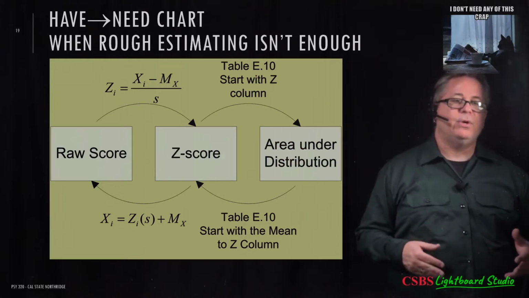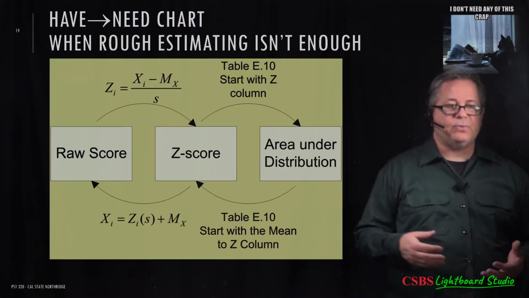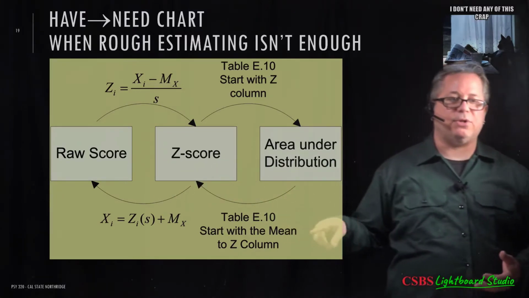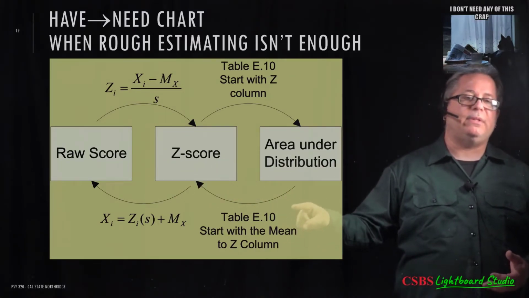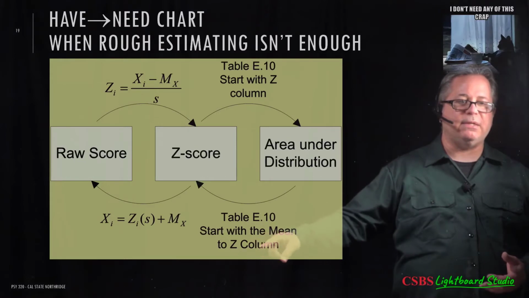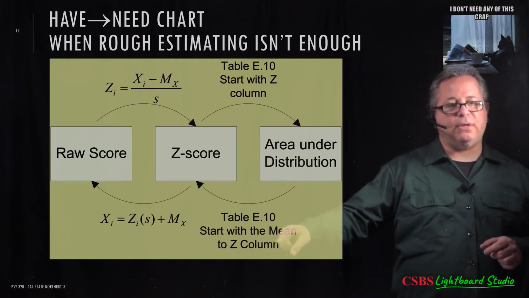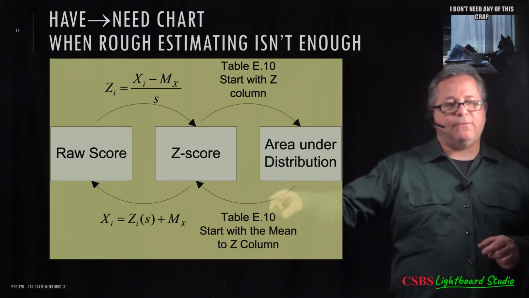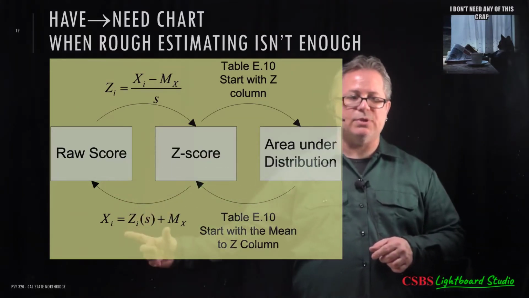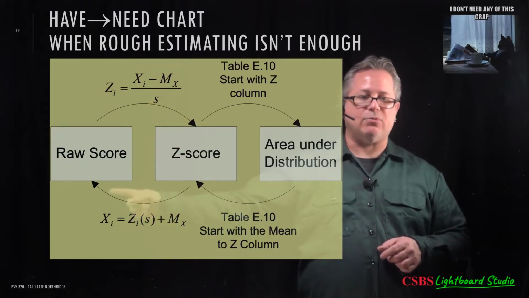Now, other problems will give you the area, and I want to know what Z-score corresponds to that area. So what you have is the area under the curve, but what you need is the raw score, so you're going to go the other direction. You're going to start off with table E10, but this time you're not going to start with the z-score. You're going to start with something like the mean to z column or something like that. You're going to start with the actual probability column. Look up that area in that column to find what z-score corresponds to that area, and then convert the z-score to a raw score using this equation, which is again just this equation rearranged. So we're going to convert the z-score back to a raw score using this.